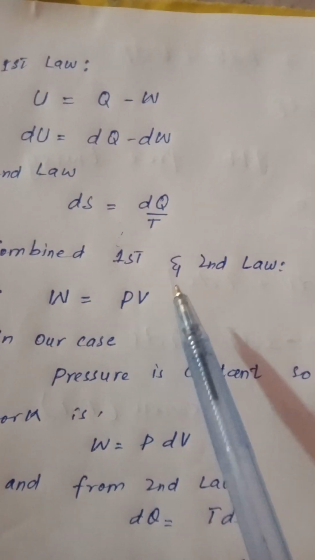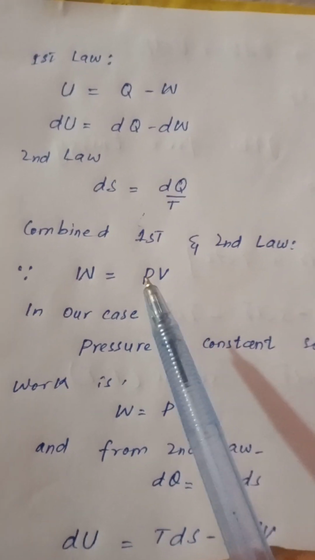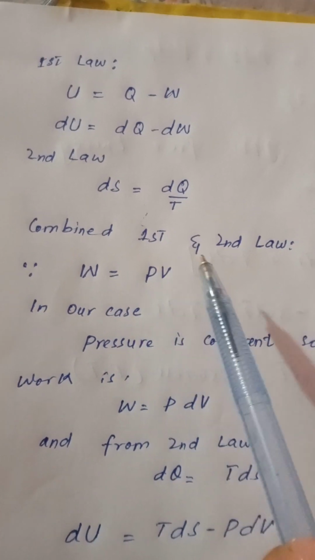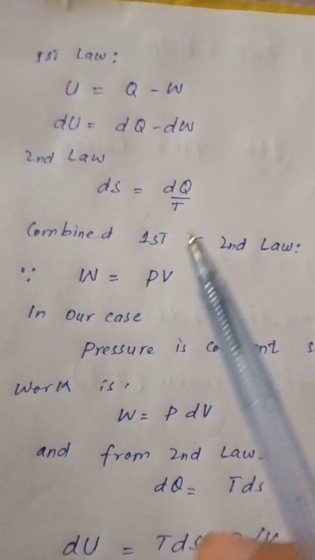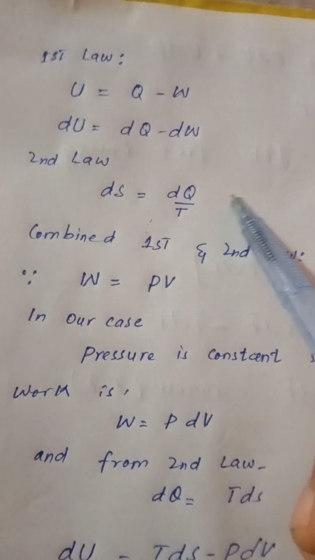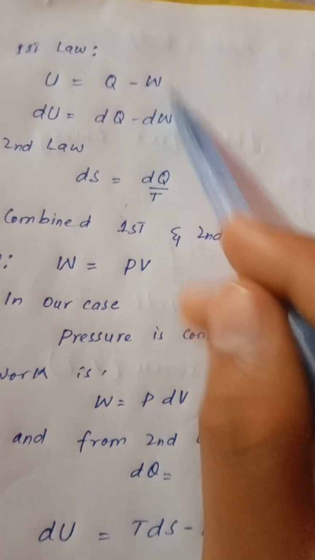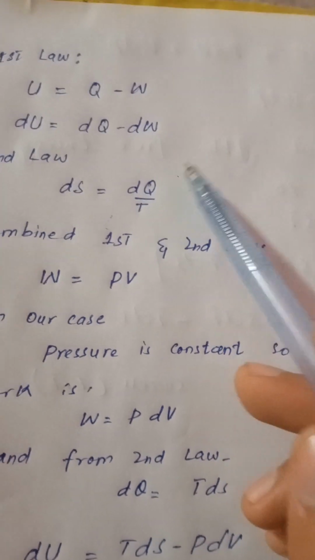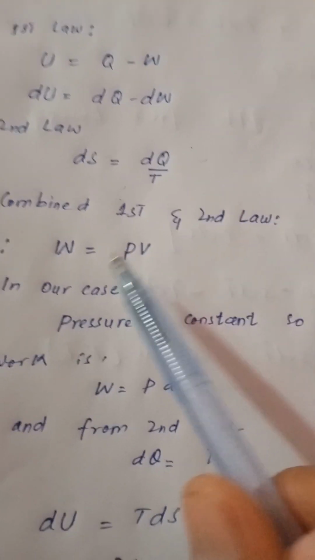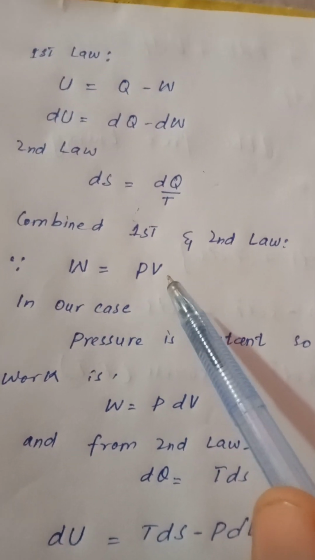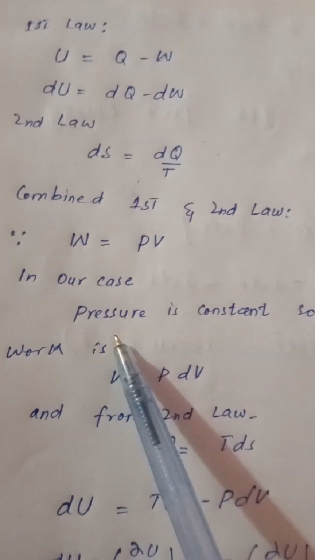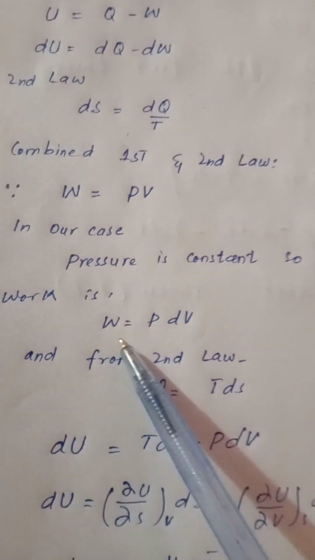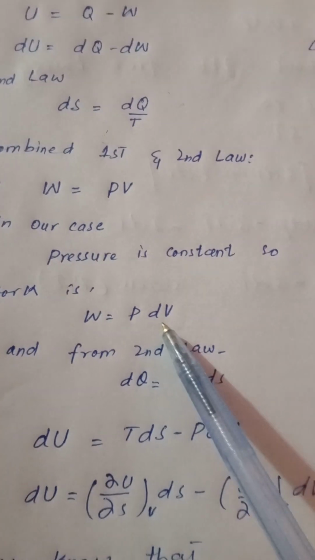Then the third step of our explanation is combining the first and second law. We know this is our first law and this is our second law, and we have to combine both of them. First, in this law, I will explain what work done is. Work done is equal to the product of pressure and volume, but in our case the pressure is constant in this system. Then the work is P, constant pressure, times the change in volume dV.